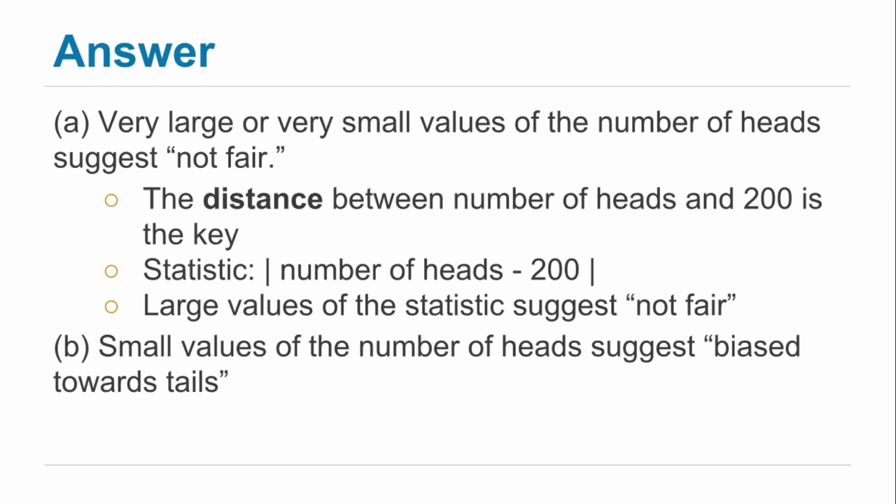In part B, you are trying to decide between fair and bias towards tails. Well, what kind of values of the number of heads suggest bias towards tails? Small ones. Because if the coin is biased towards tails, there's going to be lots of tails. And so small values of the number of heads will make you lean towards bias towards tails. It's just fine to use the number of heads as a statistic here. If it's small, you lean towards bias towards tails. If it's not, if it's around 200, then you're good for fair.